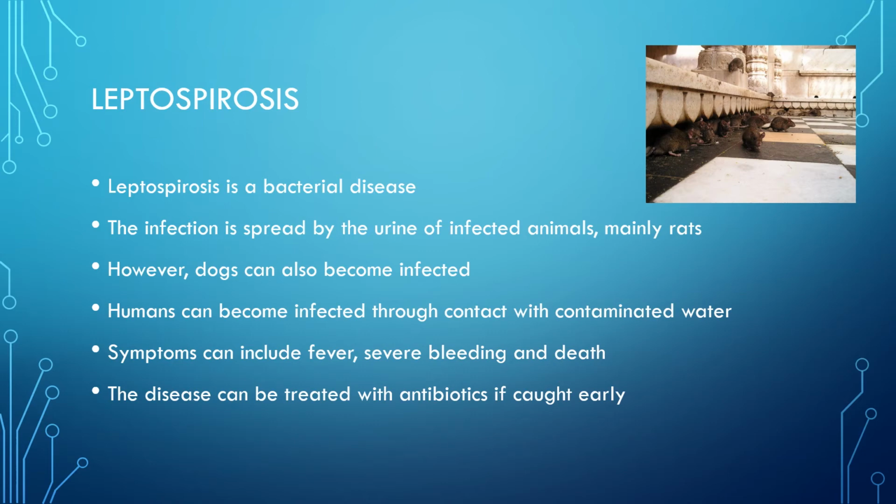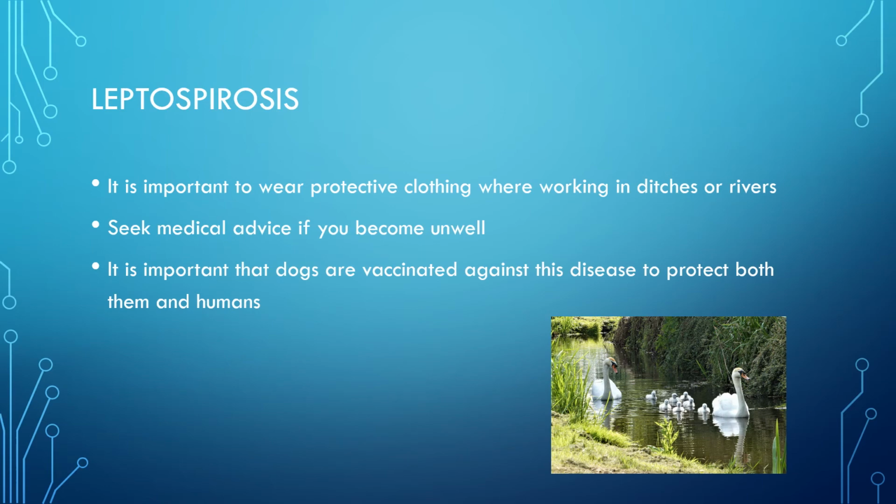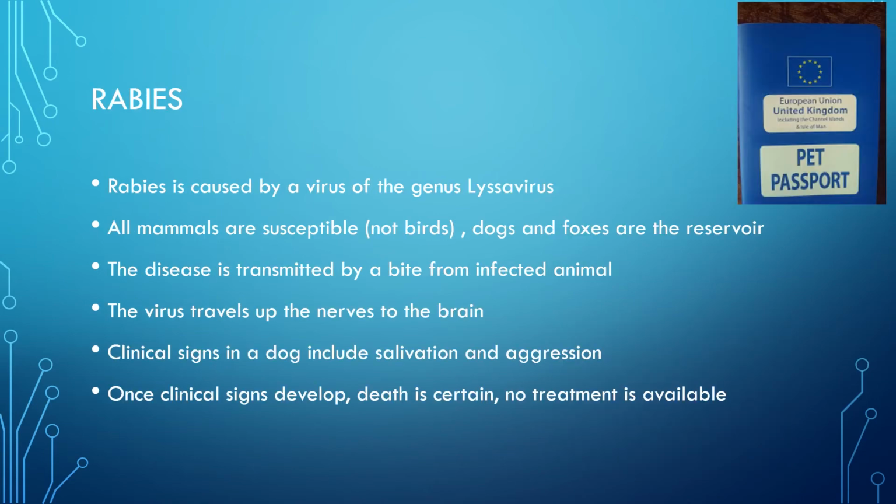Leptospirosis is a bacterial disease. The infection is spread by the urine of infected animals, mainly rats. However, dogs can also become infected. Humans can become infected through contact with contaminated water. Symptoms include fever, severe bleeding, and death. The disease can be treated with antibiotics if caught early. It's very important to wear protective clothing when working in ditches or rivers and seek medical advice if you become unwell. It's important that dogs are vaccinated against this disease to protect both them and humans.